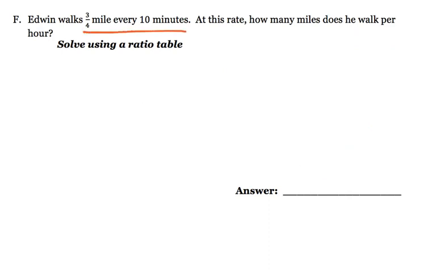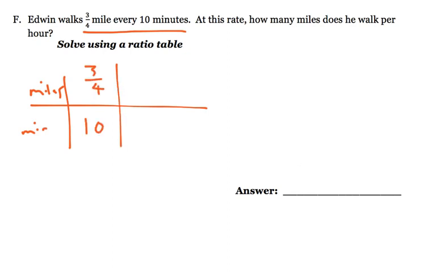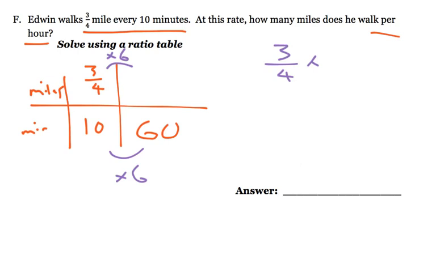Edwin walks 3/4 of a mile every 10 minutes. At this rate, how many miles does he walk per hour? So we have miles and minutes. 3/4 miles in 10 minutes. We're trying to get per hour, so we just need to get to 60. And I know that 10 times 6 is 60. That's like 6 over 1. 3 times 6 is 18. And 4 times 1 is 4.